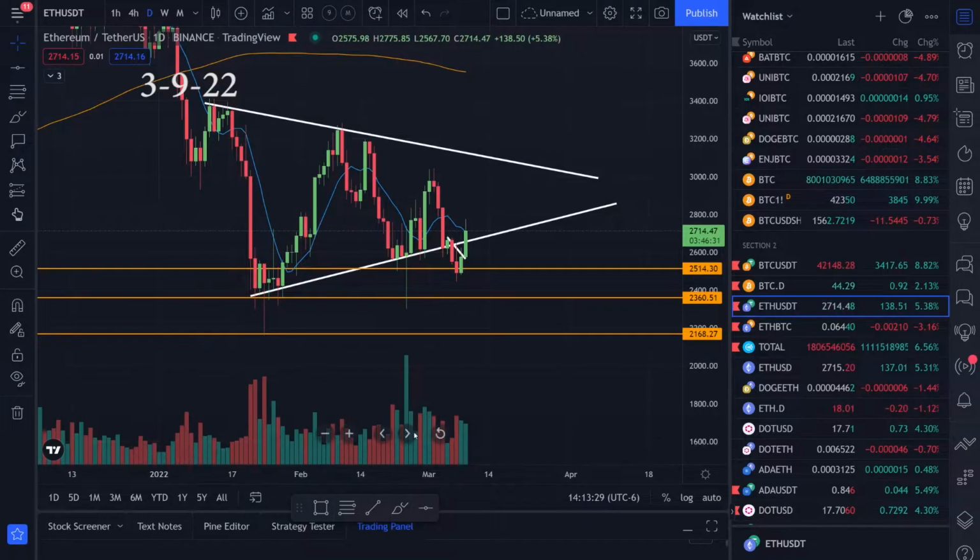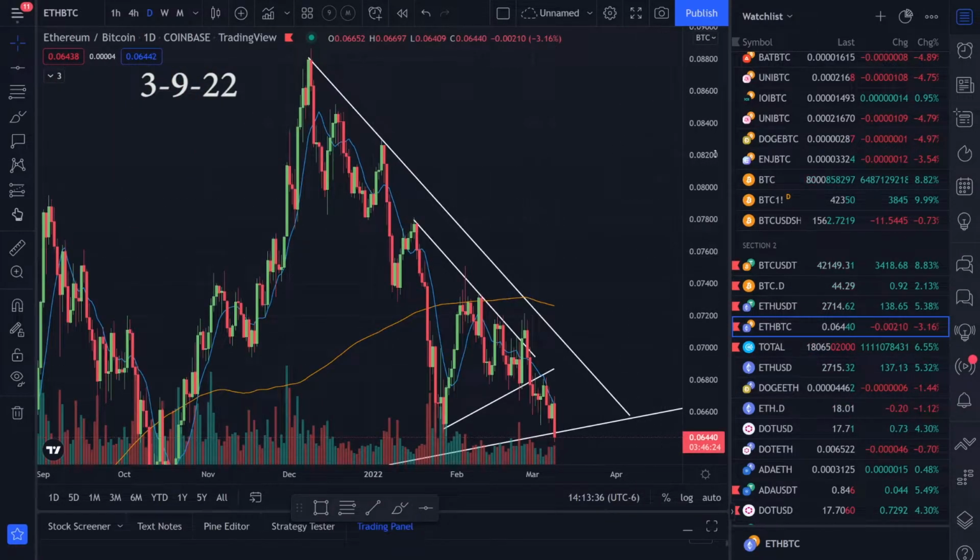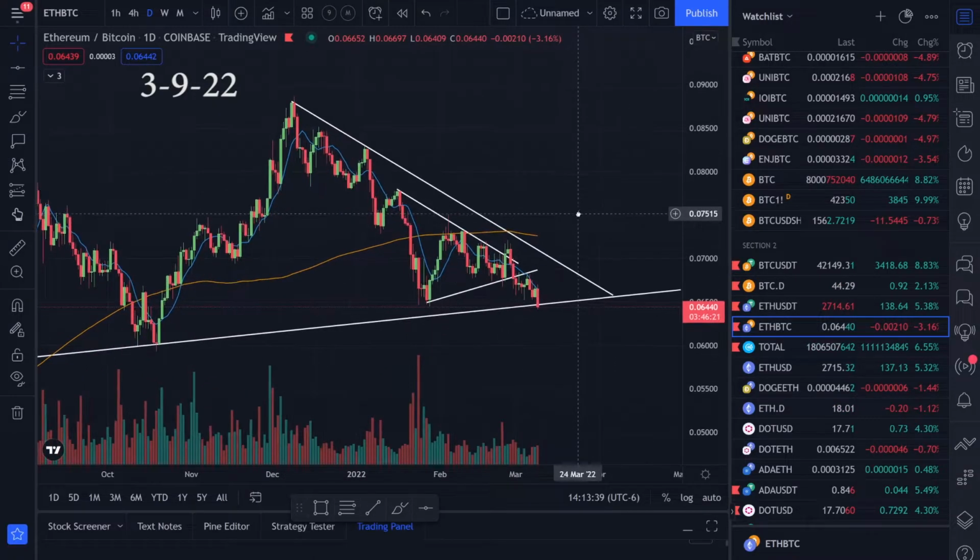Let's take a look at the chart action for Ethereum. Okay, so in this video, we're going to be taking a look at the Ethereum chart and also want to take a look at the Ethereum to Bitcoin chart. So let's go ahead and jump into this.